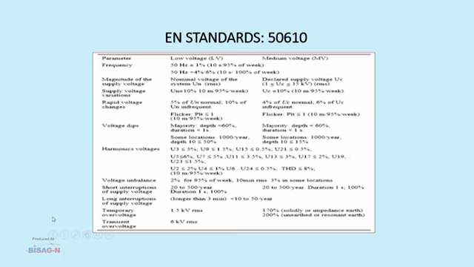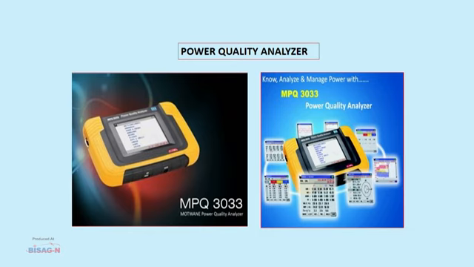Voltage unbalances should be up to a maximum of 2%, and in certain locations up to 3% is allowed. Short-term interruptions are not more than 20 to 50 per year for a duration of less than 1 second. We can have temporary overvoltages up to 1.5 times and transient overvoltage of up to 6 times the RMS value. These are the European standards, which are likely to be implemented in India also. Now coming to the power quality analyzer.